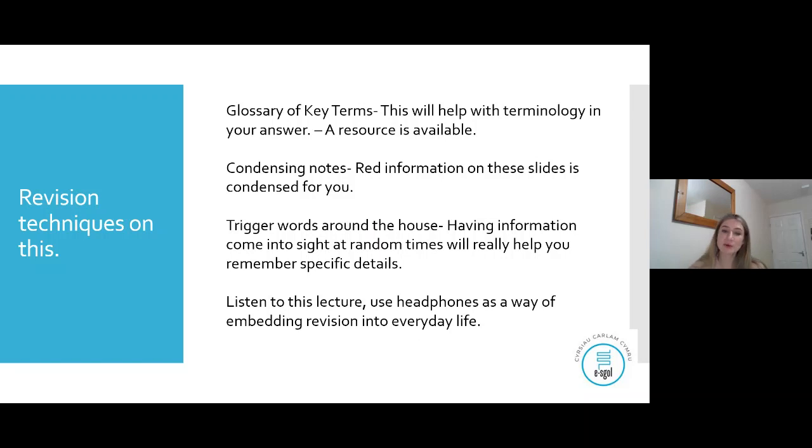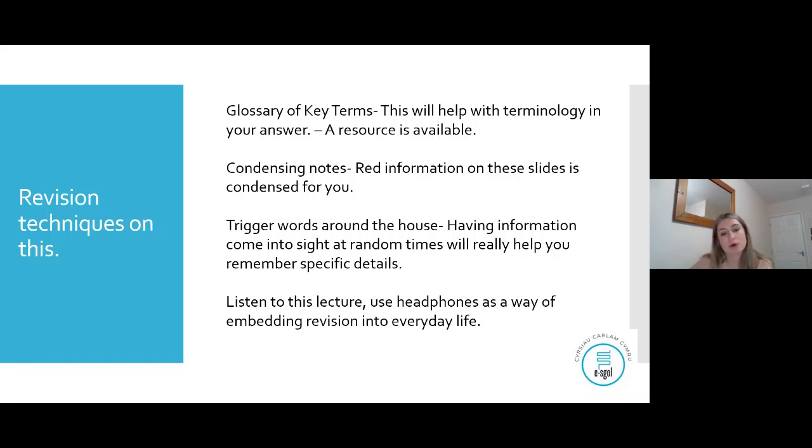It's really easy for me to say, oh, condense your notes. Well, what does that mean? What is condensing your notes? It's making sure you've got the most important information on a cue card, on a poster, or however you like to present your revision. The red information on these slides, I would take that as condensed information. So if you go back through this presentation, you'll see that I've put elements of it in red. That's me condensing it down for you. Use what I've put, pop it on some cue cards.